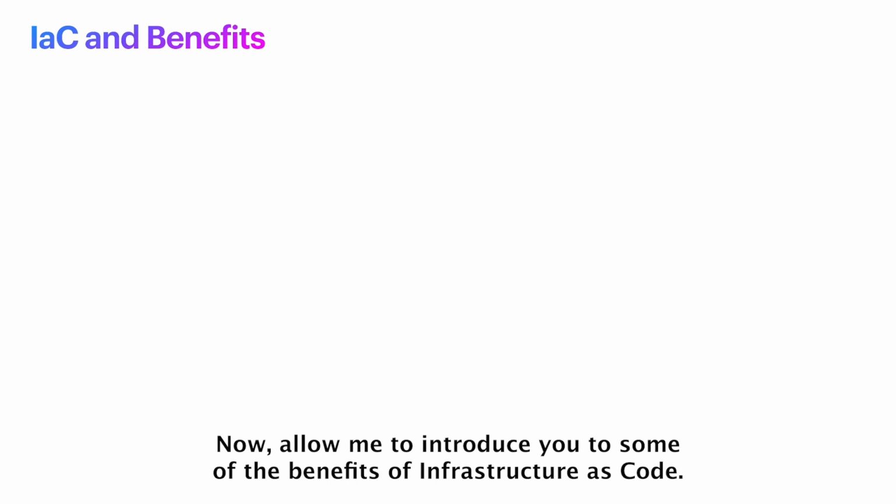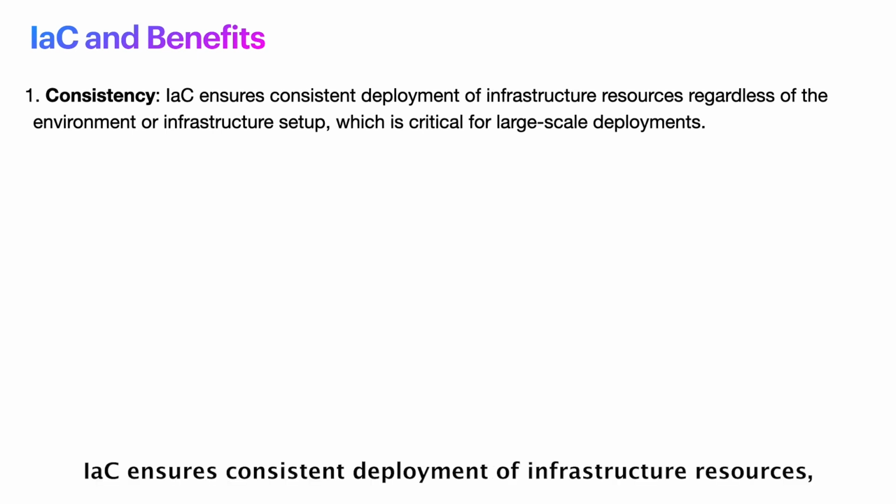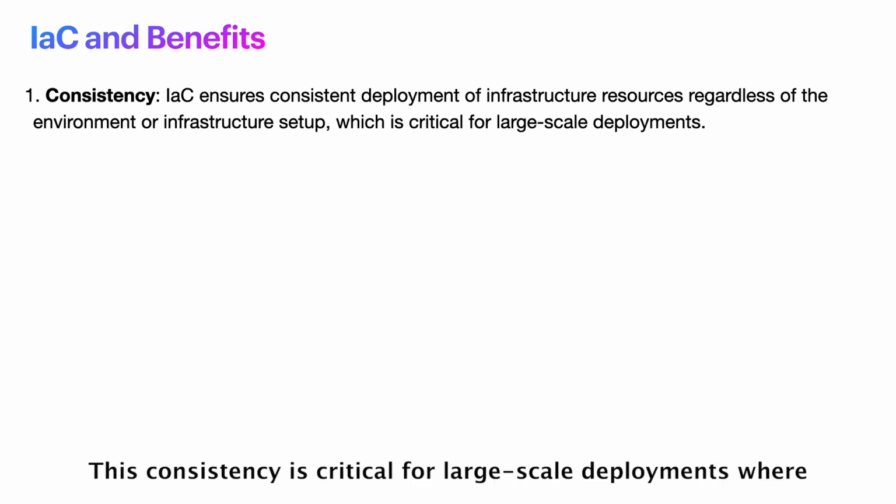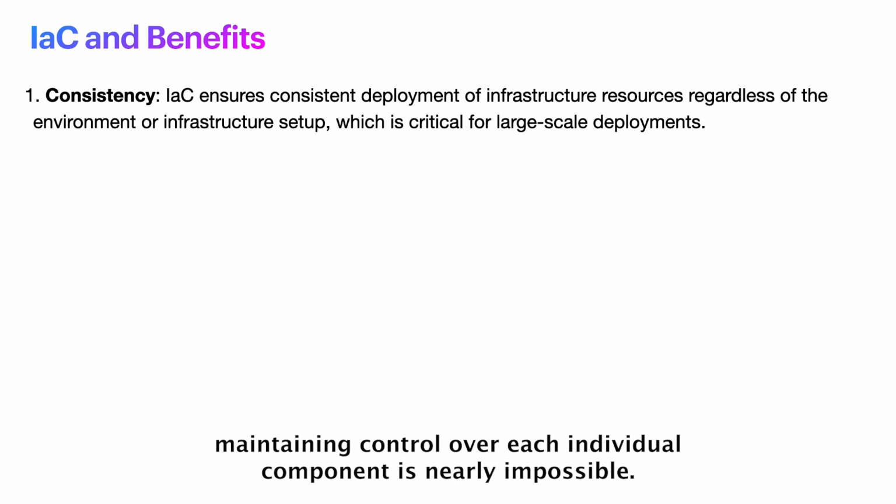Now allow me to introduce you to some of the benefits of infrastructure as code. Consistency. IAC ensures consistent deployment of infrastructure resources regardless of the environment or infrastructure setup. This consistency is critical for large-scale deployments where maintaining control over individual components is nearly impossible.